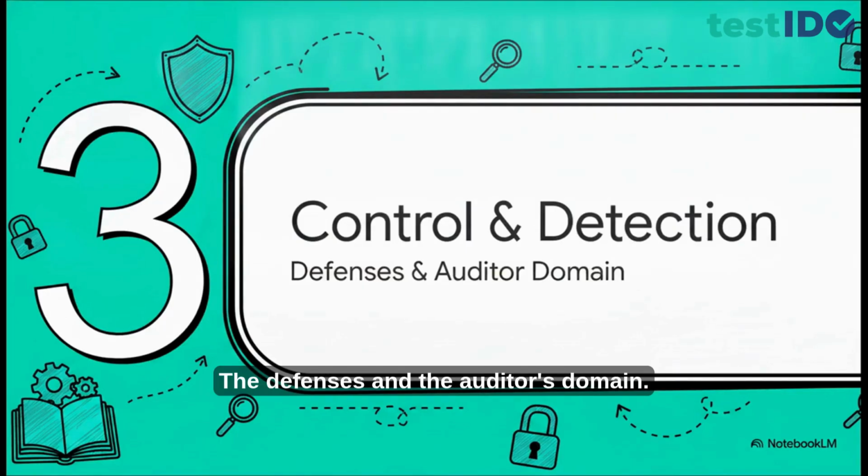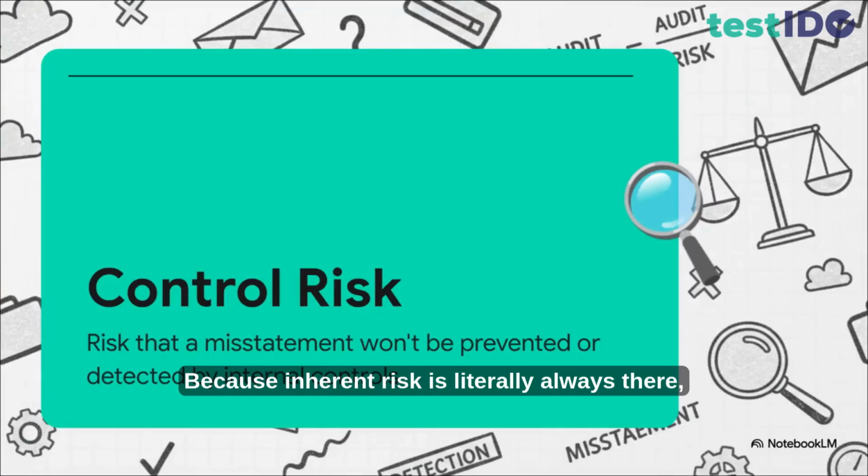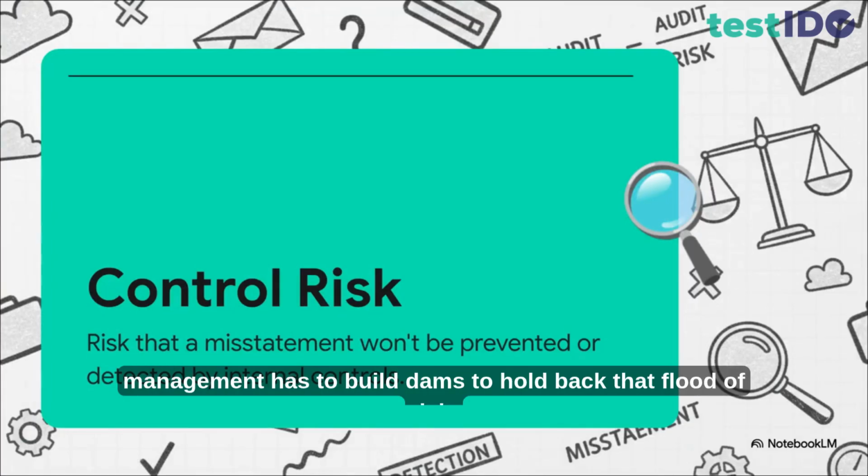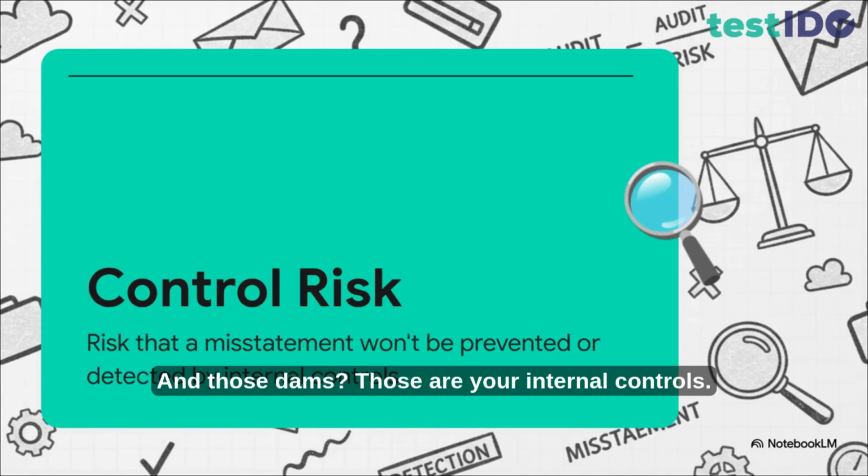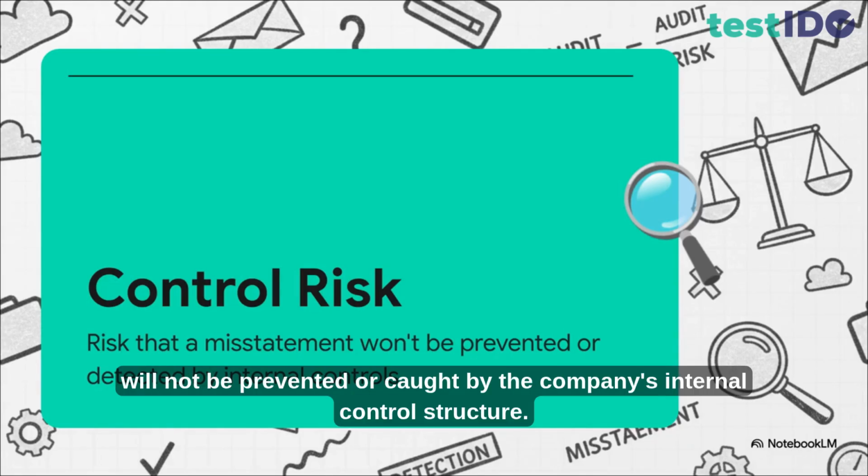Section 3, control and detection risks. The defenses and the auditor's domain. Because inherent risk is literally always there, management has to build dams to hold back that flood of risk. And those dams? Those are your internal controls. Which brings us perfectly to control risk. This is the risk that a material misstatement will not be prevented or caught by the company's internal control structure.